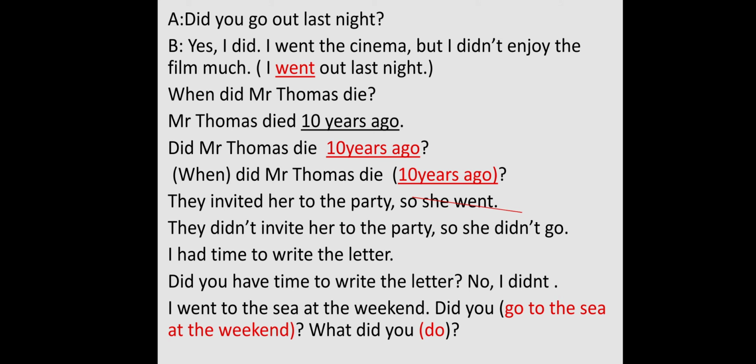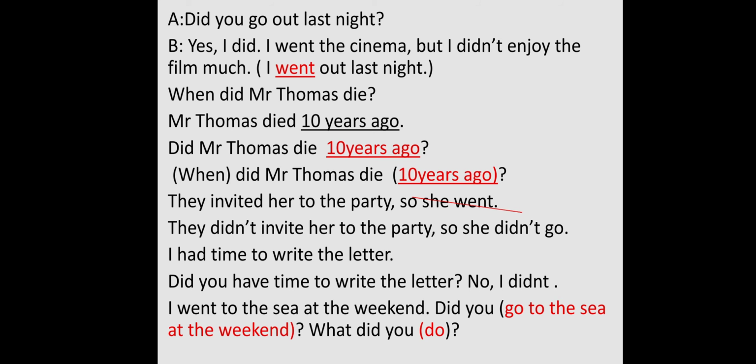The real sentence for did you go out last night? is I went out last night. To make a yes or no question for this sentence, here went is in the past. It is written in red. It is in the past simple, so we use did in the question. It becomes a yes or no question.